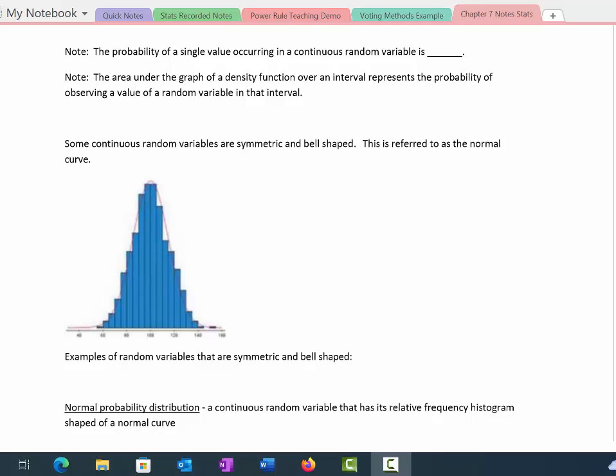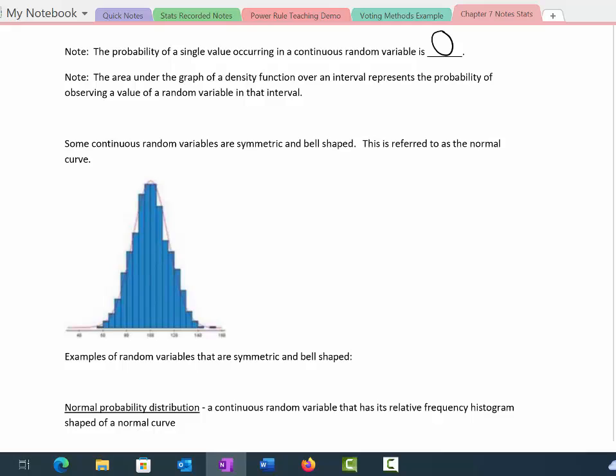So the probability of a single value occurring in a continuous random variable is 0. That's where part B came into play because that said exactly 10 minutes. If I said exactly 30 minutes, probability is still 0. At exactly 45 minutes, still 0. The area under the graph of a density function over an interval represents the probability of observing a value of a random variable in that interval.